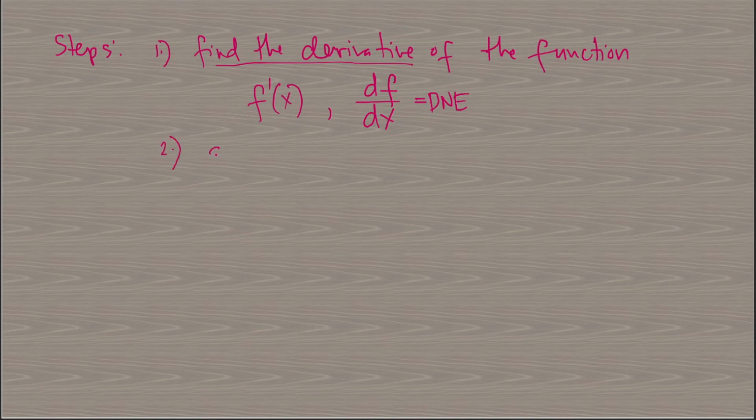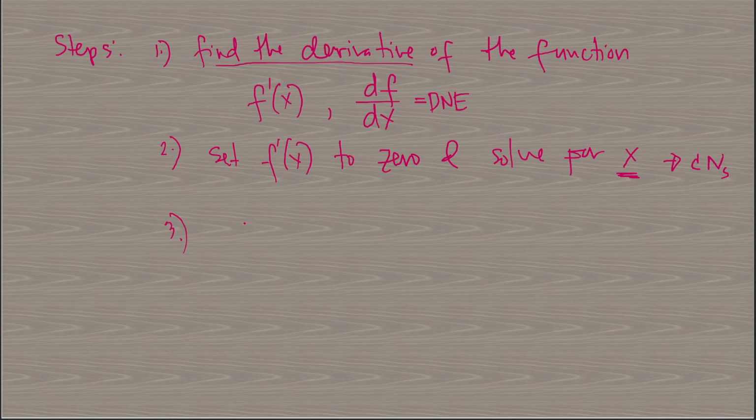Then step number 2, set the derivative to 0 and solve for the values of x. These values of x will produce critical numbers. And step number 3, after producing critical numbers, substitute those x values, which are the critical numbers, to the original function.